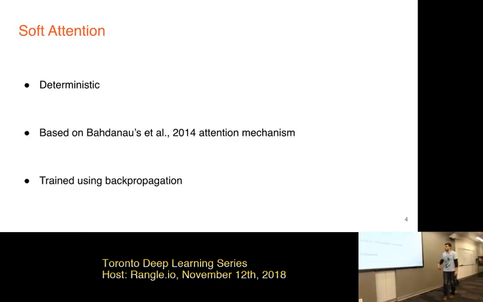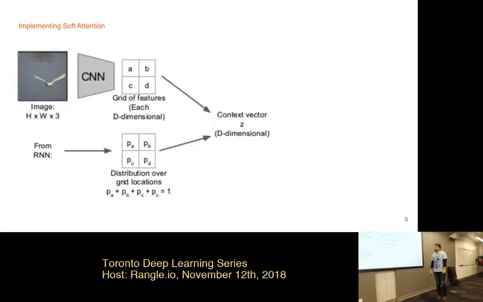The first attention mechanism proposed is the soft attention. It's deterministic. It's based on Bahdanau's attention mechanism from machine translation, and it's trained using backpropagation. So how does it look? We have an image that is passed to a CNN. As I mentioned, it's a pre-trained VGG19 CNN, and so we obtain this 14 by 14 grid of features. We also have an input from an RNN that outputs a distribution over the grid locations. So for every element in the grid, we have a corresponding probability, and then we multiply these element-wise in order to get the context vector.